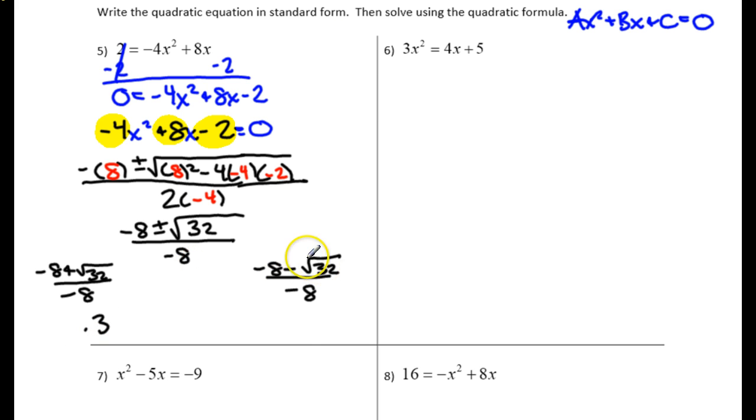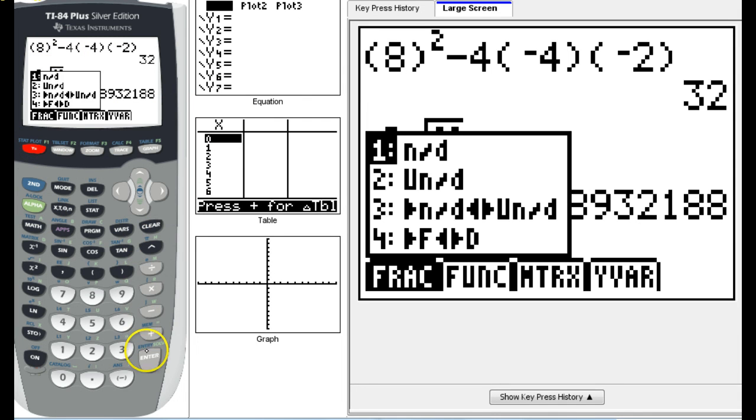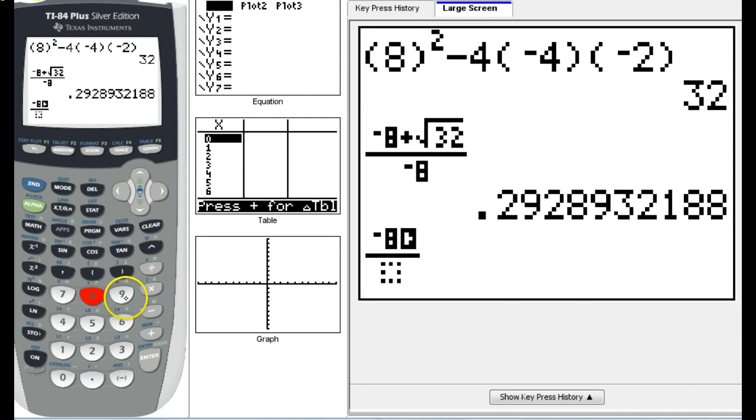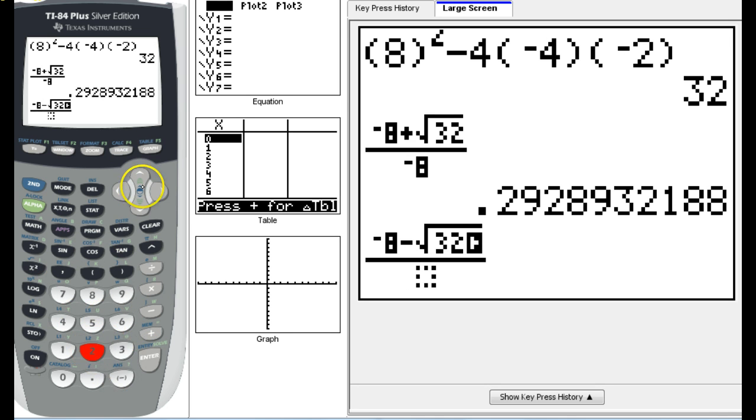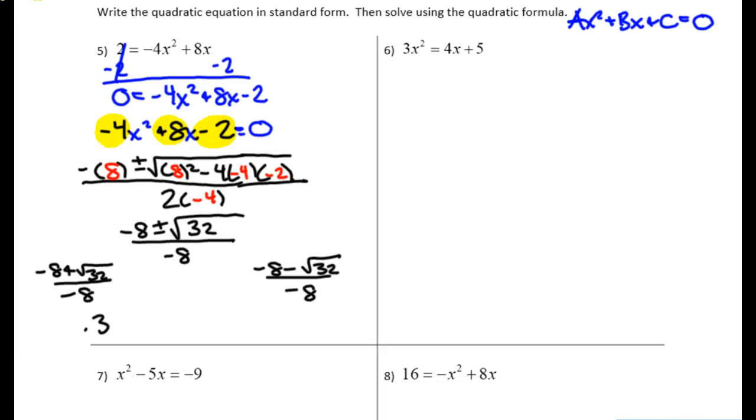Okay? And then let's go back and do the one with the minus sign. Alright, so let's get our fraction. Alpha y, equals, and over d, now it's negative 8 minus the square root of 32. Almost the exact same one, just with the minus, over negative 8 still. And here we get 1.7. We'll round it there. Alright, so as you can see here, x equals two values, 0.3 and 1.7.